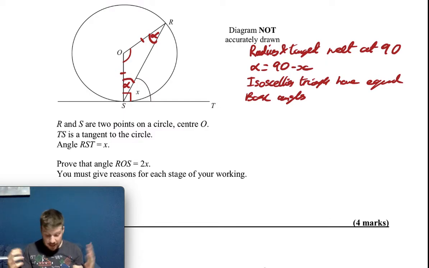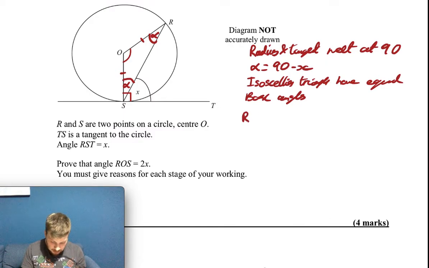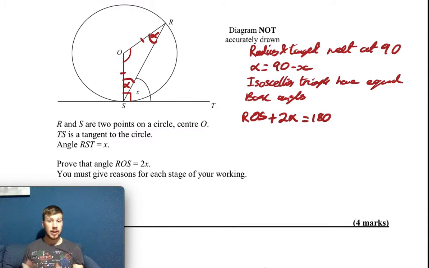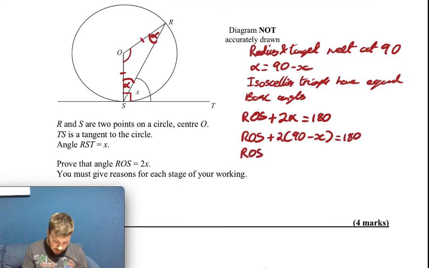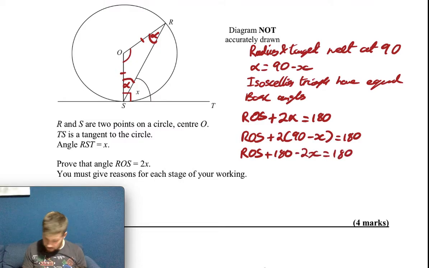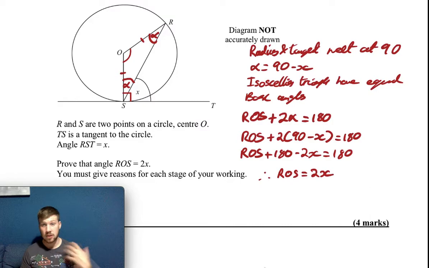So if I'm thinking about the big triangle, I know that ROS plus 2 alpha has to equal 180, because it's just a triangle, they add up to 180. So the angle ROS plus 2 lots of 90 take away x is equal to 180. Again, ROS plus 180 take away 2x is equal to 180. So from there, it's very clear that ROS must be equal to 2x. Now, that is for reasons that I've used: radius and a tangent meet at 90, and isosceles triangles have equal base angles, and just a little bit of solving.